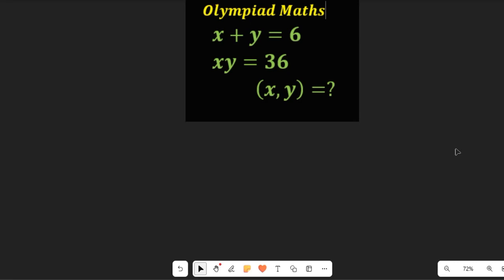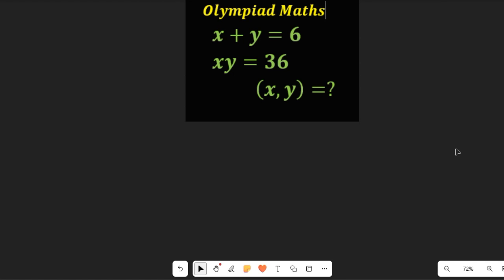Hello, can we solve for x and y in this Olympiad maths exam question given to us? We are given x plus y equal to 6 and x multiplied by y equal to 36. How can we solve this maths expression? Now let's get started. Will simultaneous equations fetch us the two solutions to this expression?